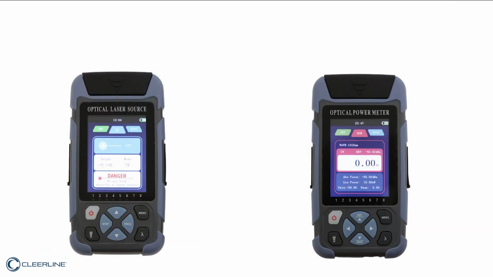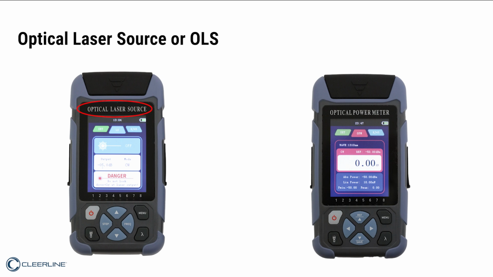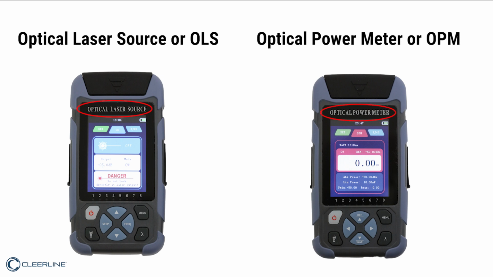The optical laser source, or OLS, and optical power meter, or OPM, can be identified with labels located above the LCD screens. The keys and indicators located on both units are as follows. The power button. This also controls the auto shutdown function. Wavelength. This key activates the laser and controls the wavelength in nanometers. Flashlight. The flashlight is located on top of each unit.